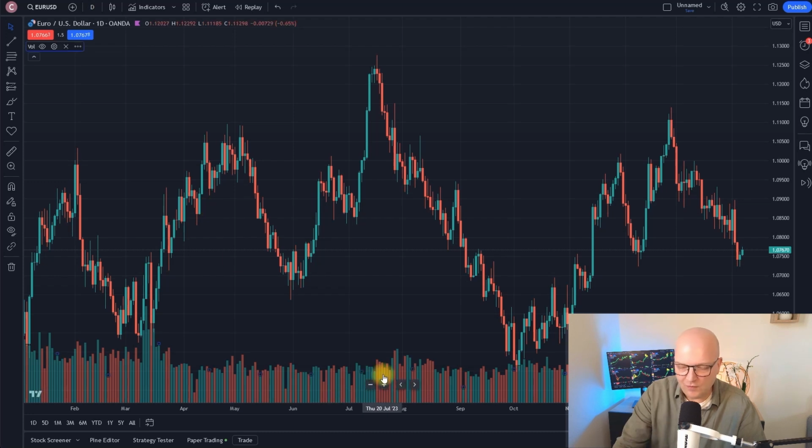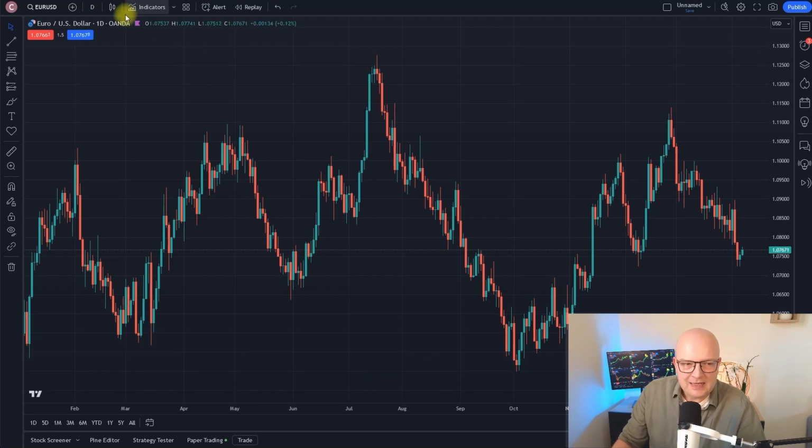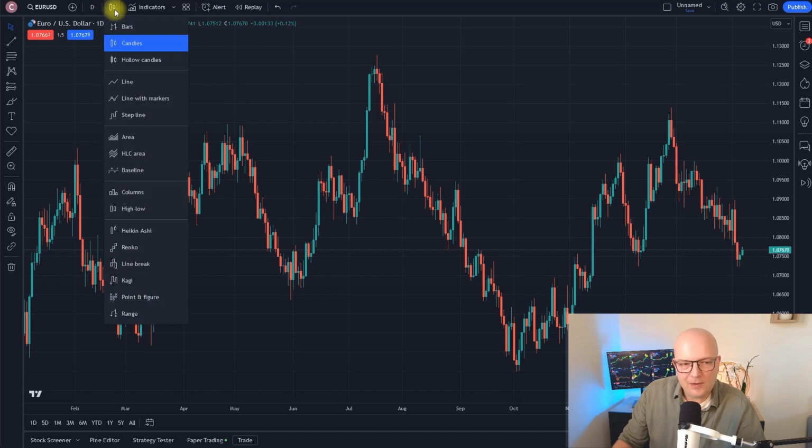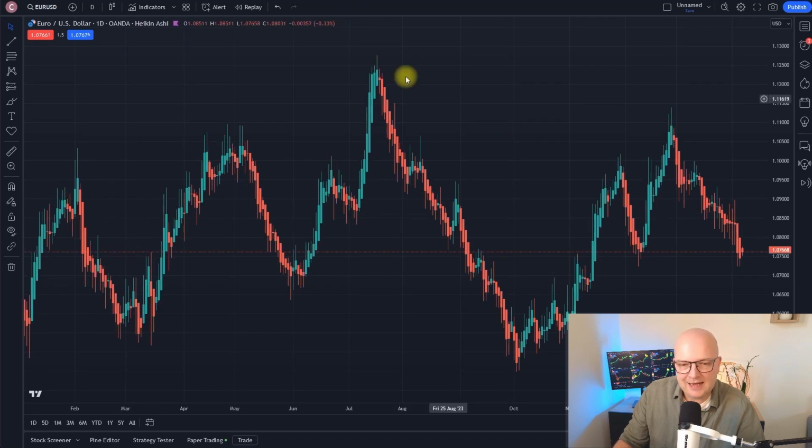Good, we can remove the volume here. We don't really need this. I'm opting here not for normal candlesticks, but for so-called Heikin Ashi candles. Why? Because I like how they display trends better than just plain candlesticks. However, if you prefer normal candlesticks, you can also stick with candlesticks, of course.